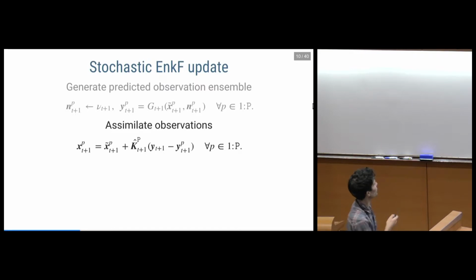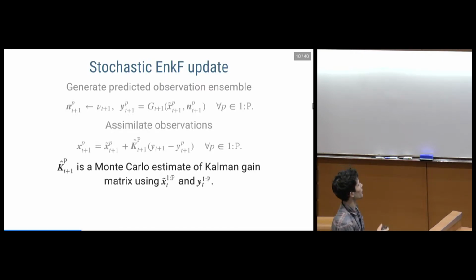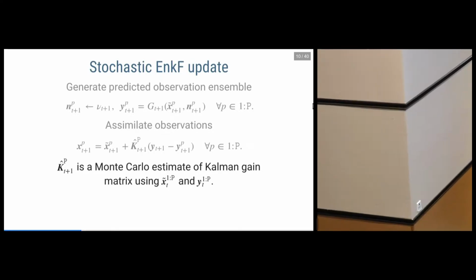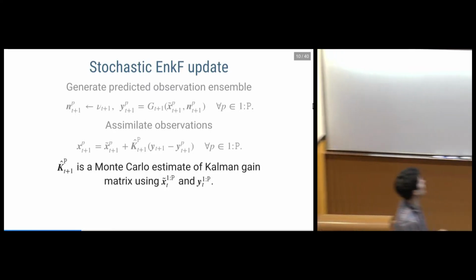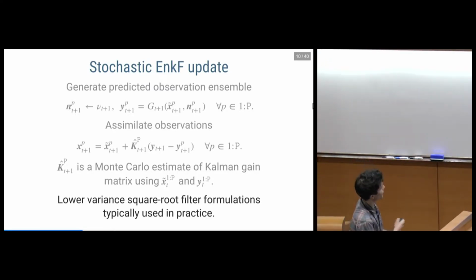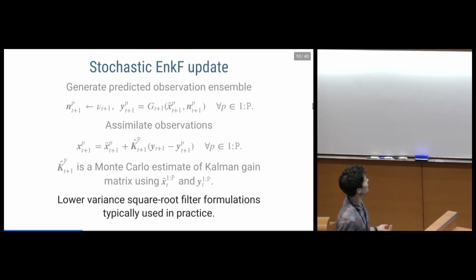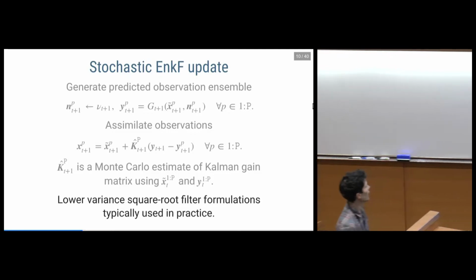So I haven't given the specific form of this here. It involves solving some least squares system within the simulated state ensemble and observation ensemble. But we can think of it as a Monte Carlo estimate of the true Kalman gain that we'd use in the Kalman filter. So yeah, this is the simpler variant to describe. In practice, we can get rid of this initial simulation of observation noise using these square root ensemble Kalman filter formulations, and that's what we would typically use in practice.